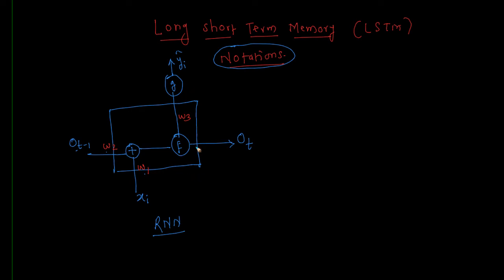This is the box representation of the LSTM, where we have notations like this is the output coming from the previous time step, this is the output of the current time step, and this is the input to the current time step, and this is the final output. Weights are here W1, W2, and W3. So now let's see the LSTM notations. What are the notations used in LSTM?